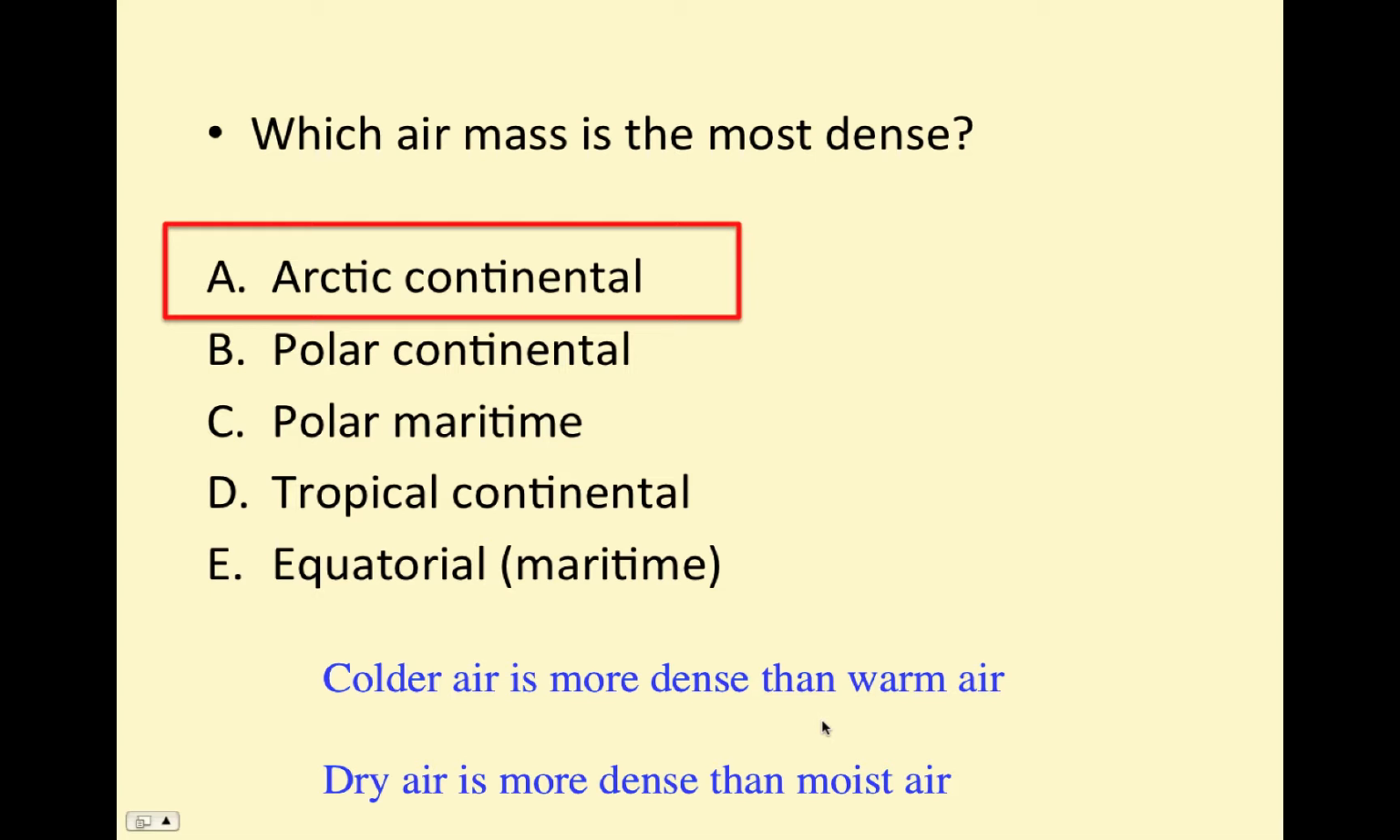It also turns out that dry air is more dense than moist air. So the water vapor itself, H2O, weighs 18 grams per mole. That's relatively lightweight compared to N2 and O2, which are 28 and 32 grams per mole respectively. So anytime you have a lot of water vapor in an air mass, it tends to displace the heavier species, N2 and O2. So the more water vapor you add to an air mass, it's going to lighten that air mass up. But in this case, the primary effect would be the temperature. So the Arctic continental air mass would be the most dense.